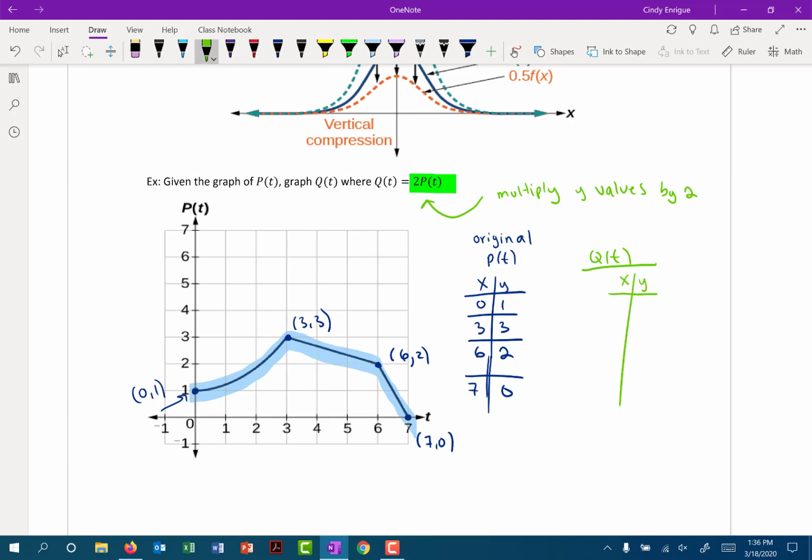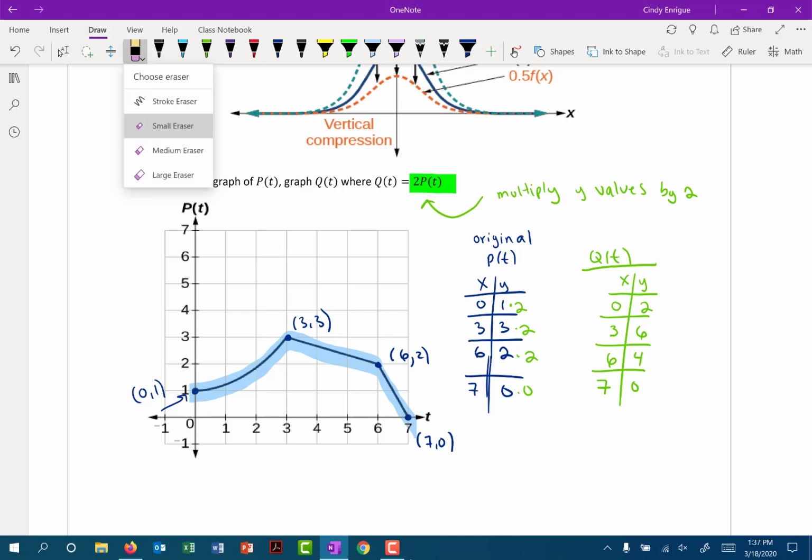So all of my x values are going to stay the same. So I still have 0, I still have 3, I still have 6, and I still have 7. But now I'm going to be multiplying these y values by 2. And I multiply them by 2. I'm going to go ahead and write them over to the other side. And now I have the points that I'm going to be graphing.